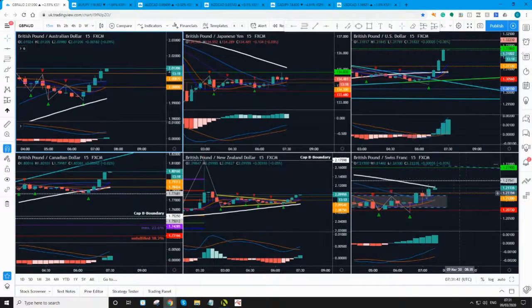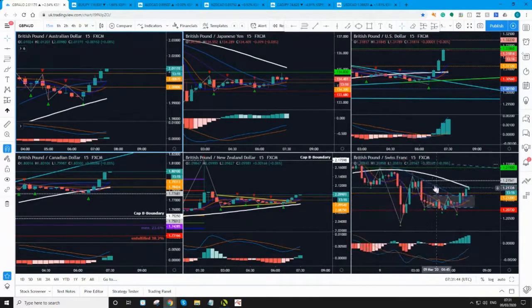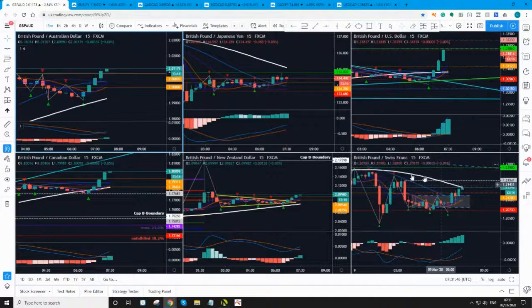I'm in on pound Swiss. It came right up to my automated trend line breaking the market into a buy zone, sell zone. So seeing the bulls struggle just a little bit to break this above into the buy zone, I'm going to watch this closely as we progress this morning.